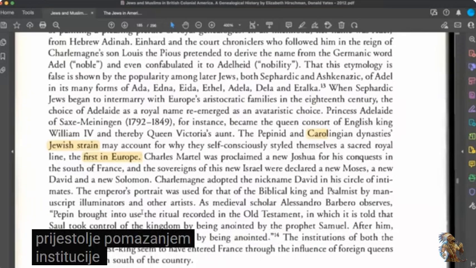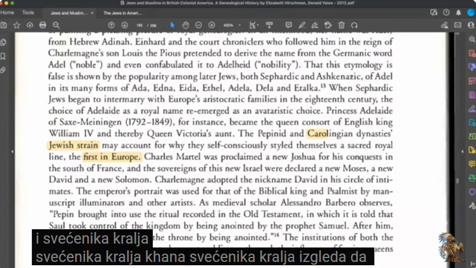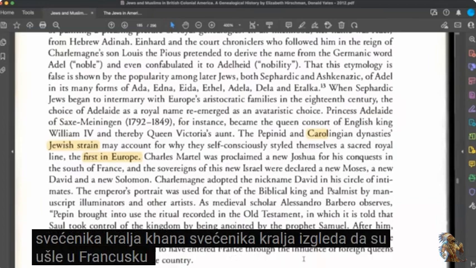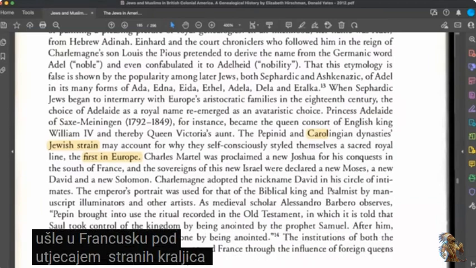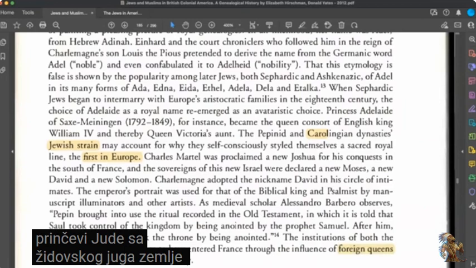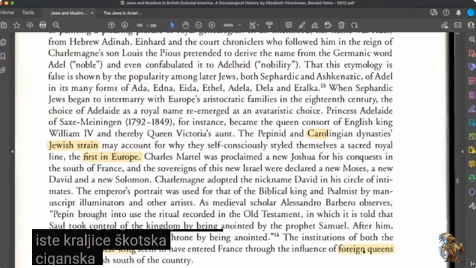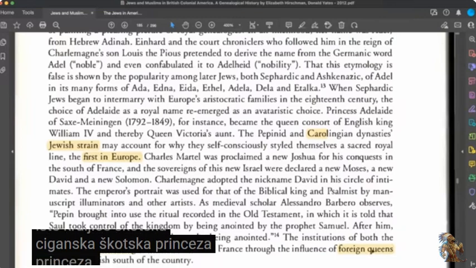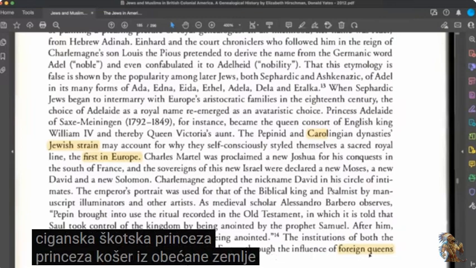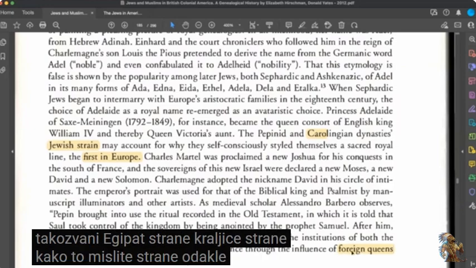The institutions of both the Kabbalah and priest king seem to have entered France through the influence of foreign queens, the princes of Judah, from the Jewish south of the country. These are the same queens, Scotia, Gypsy Scotia, Princess Scotia from the Promised Land, so-called Egypt, the foreign queens. Foreign, what do you mean foreign? Where are they coming from?